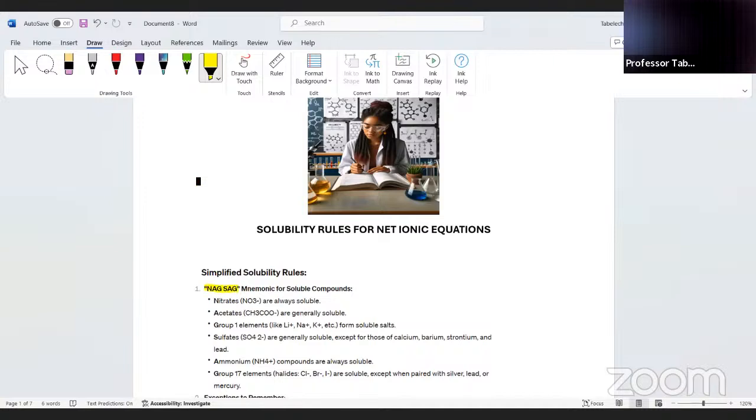Again, that means your nitrates, acetates, group 1 elements, sulfates, ammonium, and group 17 elements. Now, there's always a time when things don't always dissolve. So like if I take a penny, or some copper, and I put it in some water, it's not going to dissolve. And here's why.